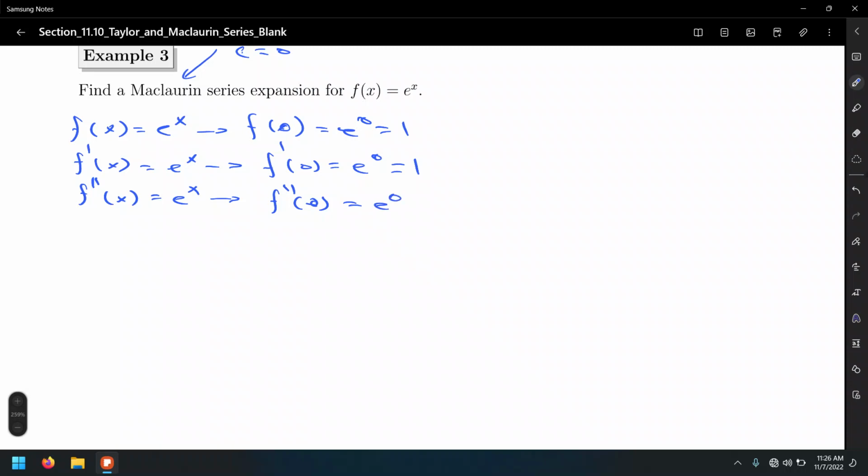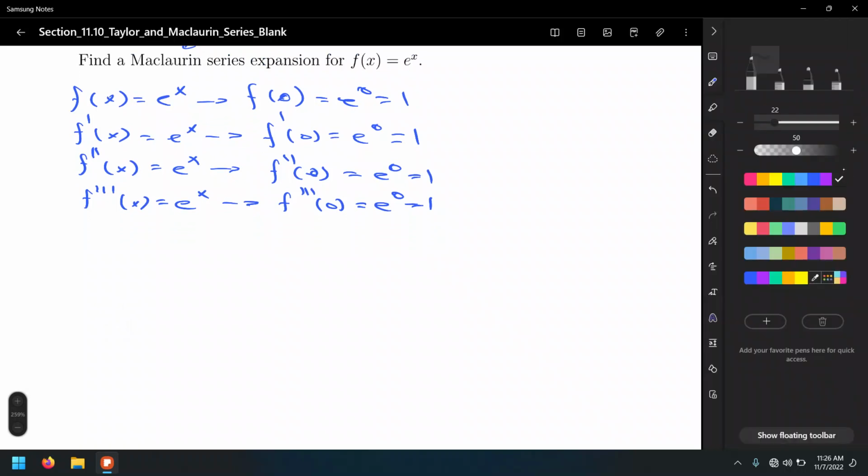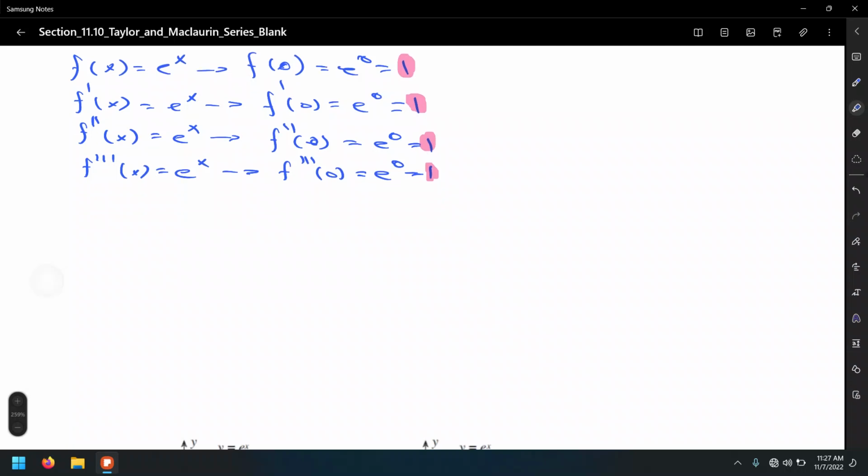And that's e to the 0, which is 1. And well, it looks like we're just repeating this. And yes, it's true. For e to the x, f triple prime at 0 is e to the 0, which is 1. It's the same thing. And well, we don't need too many derivatives in there. Just 3 are fine. And it happens to be the same coefficient. So let me highlight those coefficients. They're all 1s.